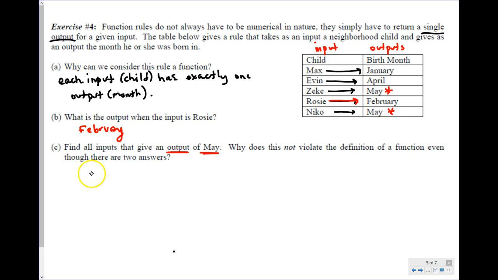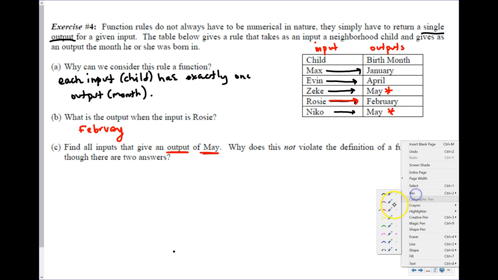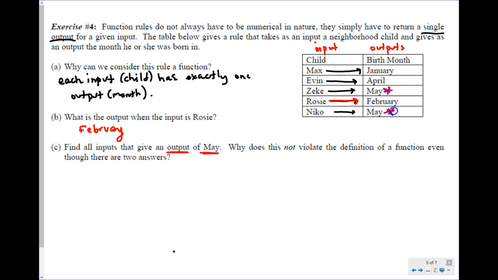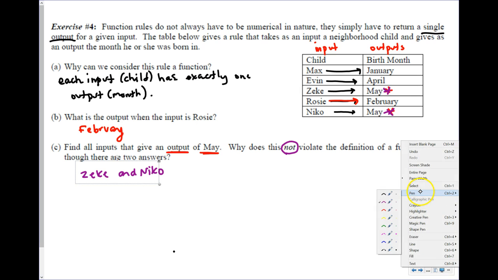So the two inputs are Zeke and, actually this is in a different color here, and that might make it a little more clear. May, and my inputs are Zeke and Nico. So that's the first part of the question. The second part says, why does this not violate the definition of a function, even though there are two answers? Remember how I said you could only have exactly one output? Well, this is kind of confusing because, look, I've got May listed twice. So the answer to this is actually pretty simple.